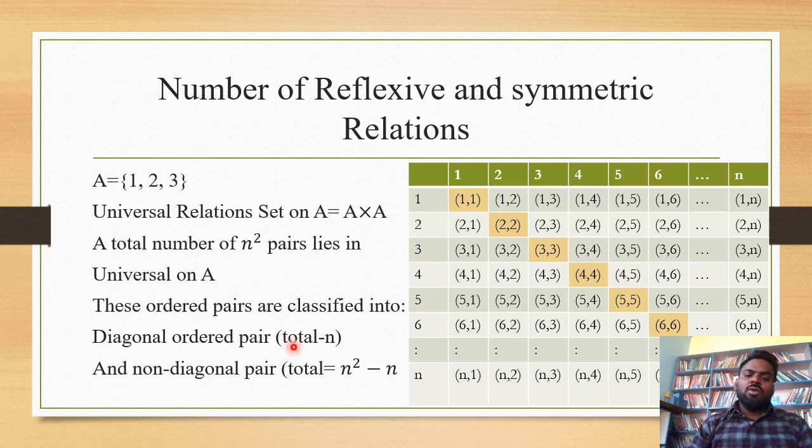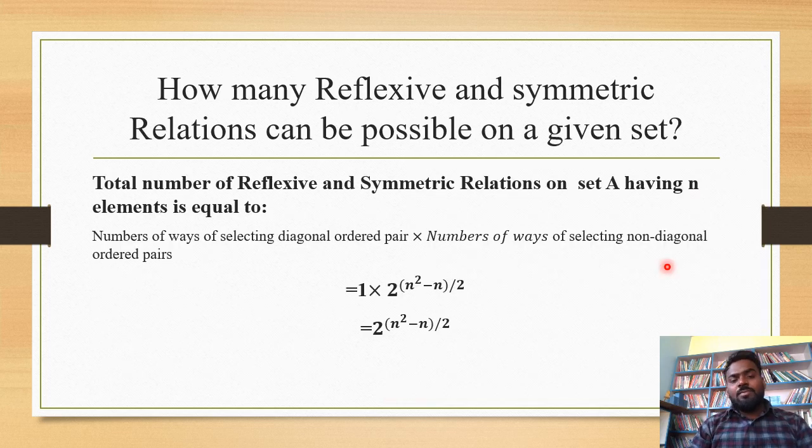So the total number of pairs we can form is n square, among which the total diagonal is n. And if you have to calculate the non-diagonal pairs, if you subtract the diagonal elements from the total, you will get the number of non-diagonal pairs. So let's move on to the next slide.